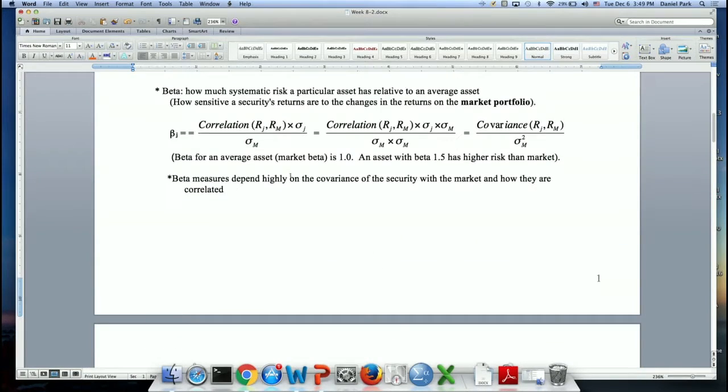Or you can use beta as a portfolio beta. For a specific portfolio you construct, if the portfolio beta is higher than 1, that means your portfolio return will swing up or down more than the market. If your portfolio beta is less than 1, then if the market goes up, your portfolio goes up a little less. If the market goes down, then you are not going down that much.